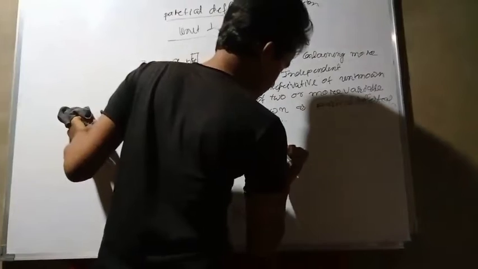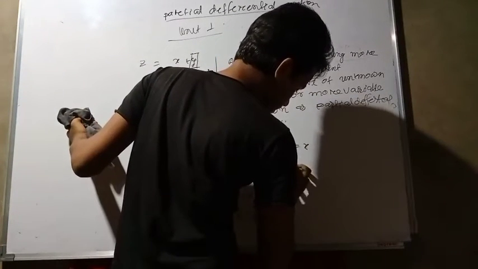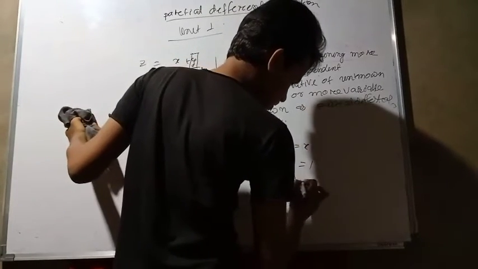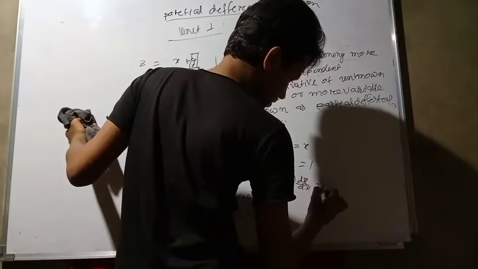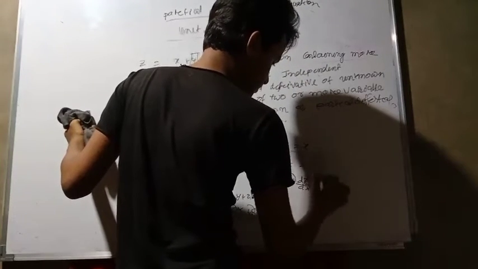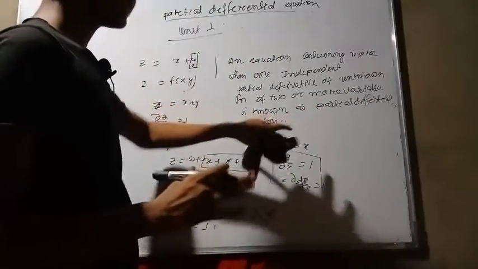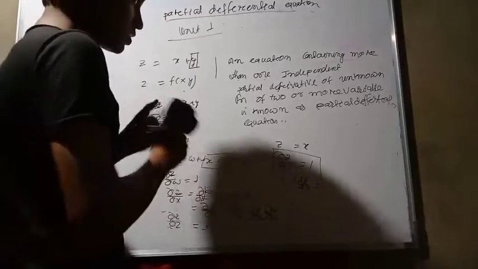Suppose I take z equal to x, then if we differentiate z with respect to x, that equals 1. That's the same as dz/dx equal to 1. That's a partial differential equation. In one case, when we take it as 1, the function is the same as an ordinary differential equation.